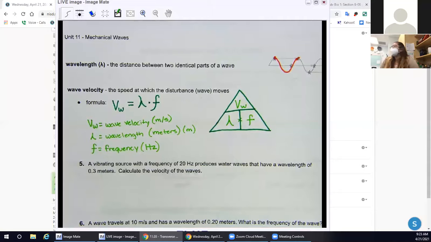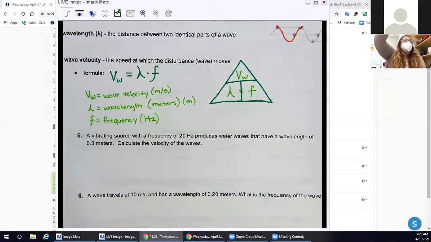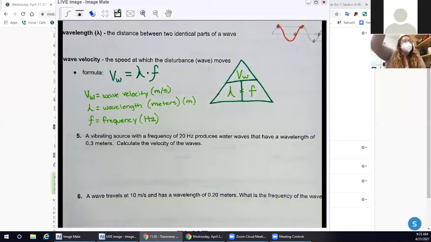You ready for your practice problem? I'm gonna let y'all do number 5 on your own because I think number 5 is pretty easy. A vibrating source with a frequency of 20 hertz produces water waves that have a wavelength of 0.3 meters. Calculate the velocity of the waves.